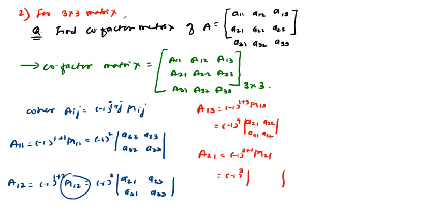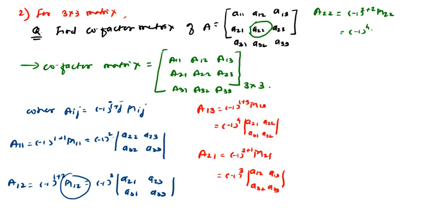M21 is the minor of the element A21. A21 is here, so hide the row and the column where that element is present. Okay, so what remains? A12, A13, then A32, A33. Okay, on similar basis we can find this element A22. Okay, this will be minus 1 raised to 2 plus 2 into M22. Okay, so this will be minus 1 raised to 4 into minor of the element A22. This is the element A22, so hide the row and column where that element is present.